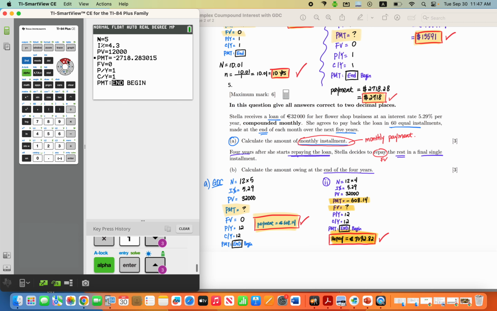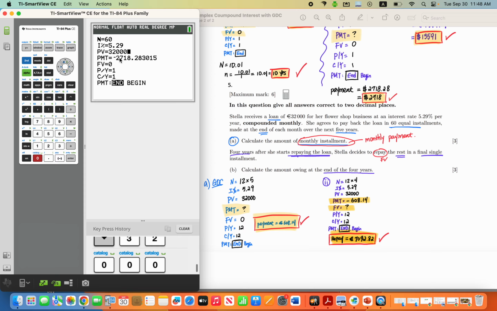As you can see, the capital N is the total. So monthly, but I have to do it for 5 years, so that will give us the 60. And the interest rate is 5.29, so I enter 5.29. And we talk about the present value. I have the money right now, so that will be a positive 32,000. And we don't hear anything about the payment, and that's why they want us to figure out the monthly installment, which will be the monthly payment.